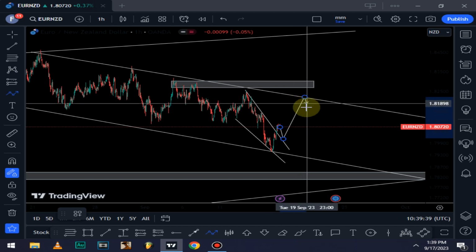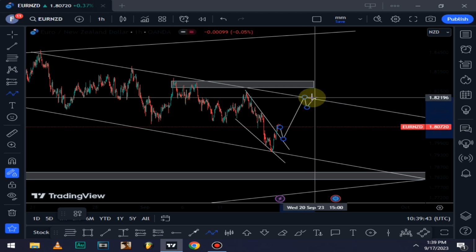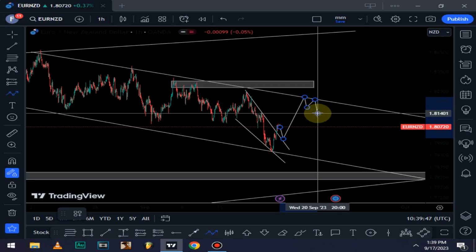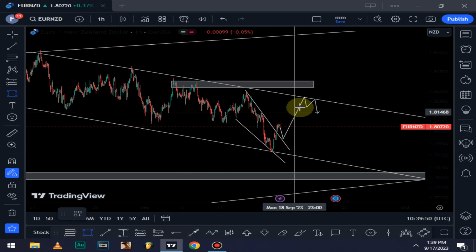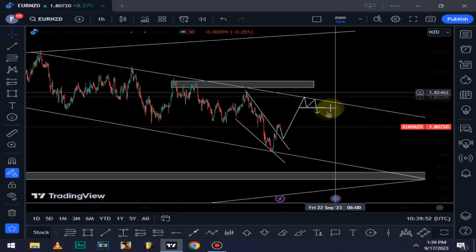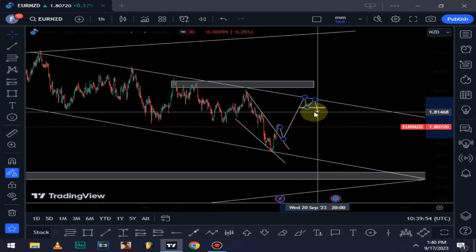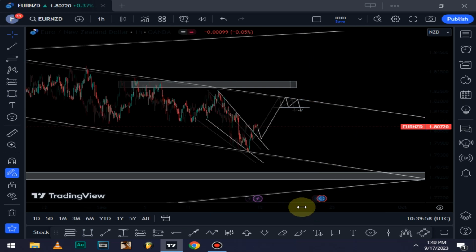We need price to go back, probably to give us a new low, then maybe go back to give us a double top, and we need to identify this previous higher low just like this. And now if price breaks out of this zone over here, that means that the uptrend is done.